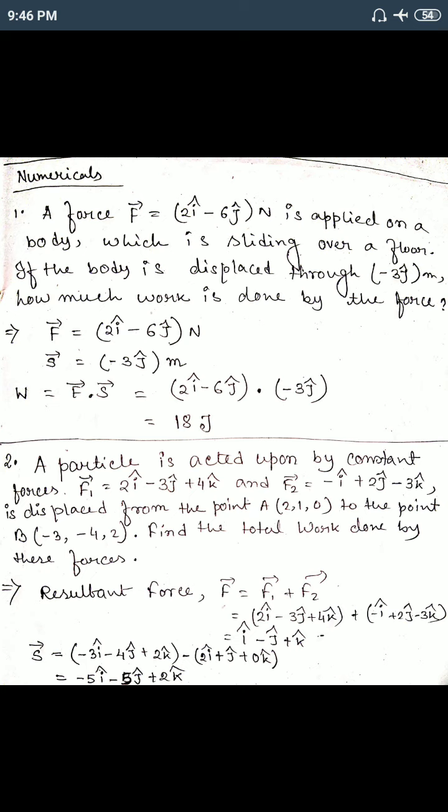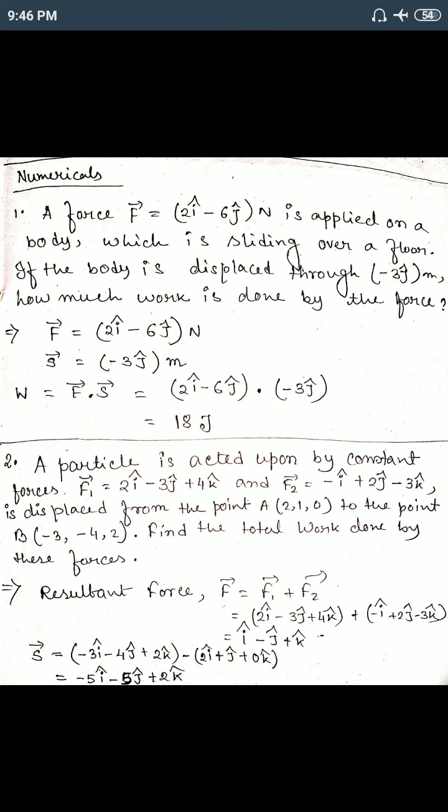The displacement vector expression is B minus A, final minus initial. So minus 3 i hat minus 4 j hat plus 2 k hat, minus 2 i hat plus j hat plus 0 k hat. So we get minus 5 i hat minus 5 j hat plus 2 k hat. This is the displacement vector. So we have the expression of the force vector and the displacement vector.